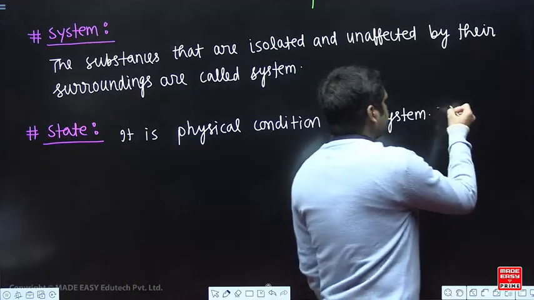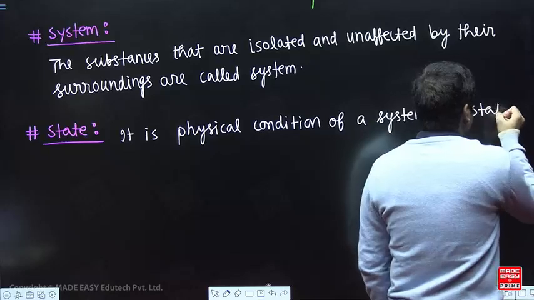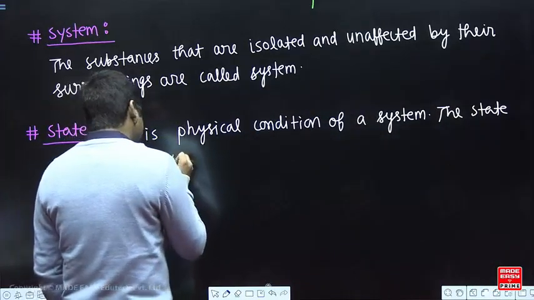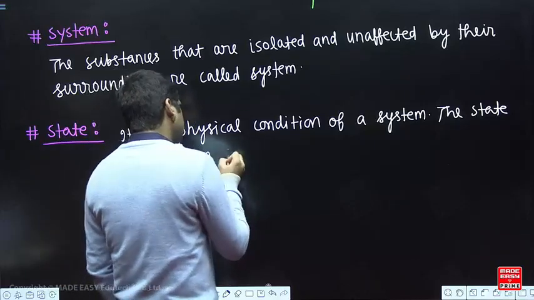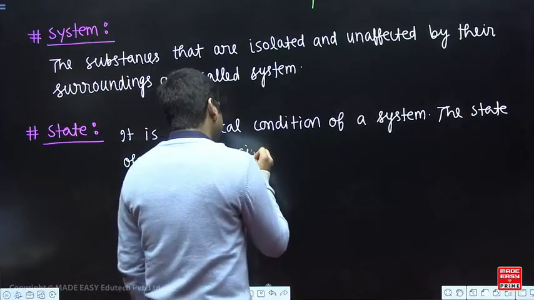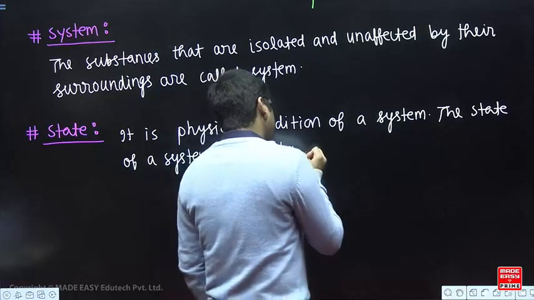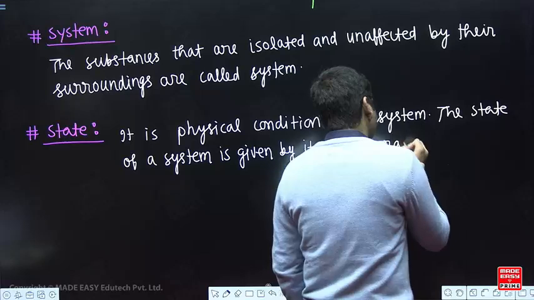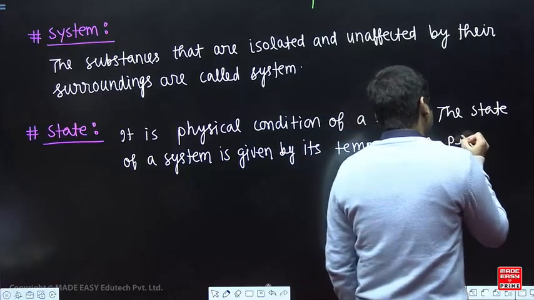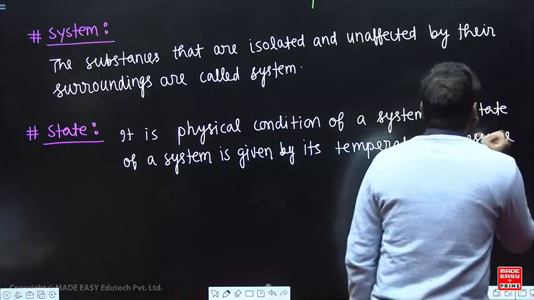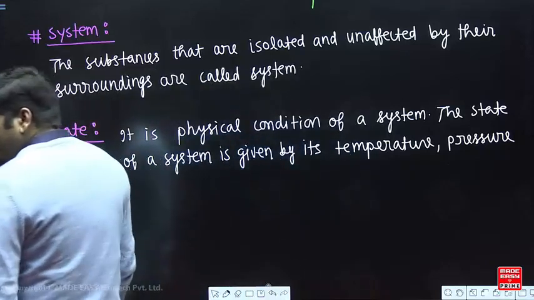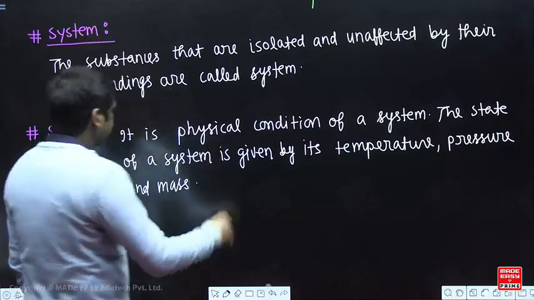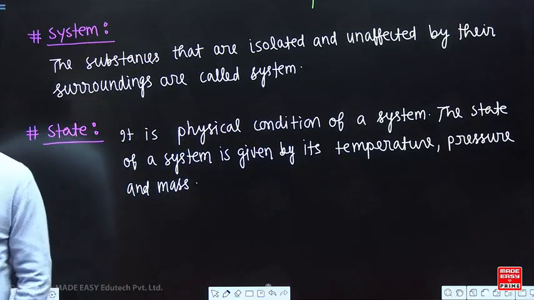The state of a system is given by its temperature, pressure, and mass, basically weight or composition. That is the meaning of state.